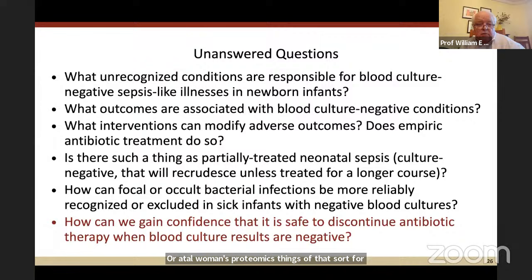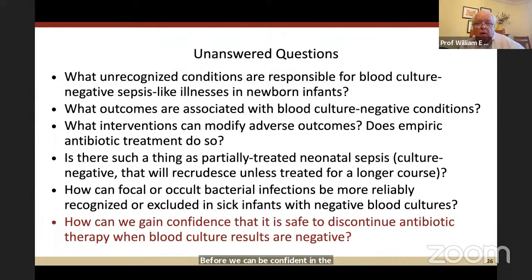And finally, and perhaps most importantly, how can we gain confidence that it is safe to discontinue antibiotic therapy when blood culture results are negative? I think Dr. Joseph Canty in Texas is taking the lead on this. They're doing studies based on the SCOUT trial where they're systematically demonstrating that stopping antibiotics when cultures are negative is safe. Now, because we're dealing with a low prevalence condition, it's going to take a large sample size, a large number of infants managed with that approach before we can be confident in the safety. But I think that that will be coming.